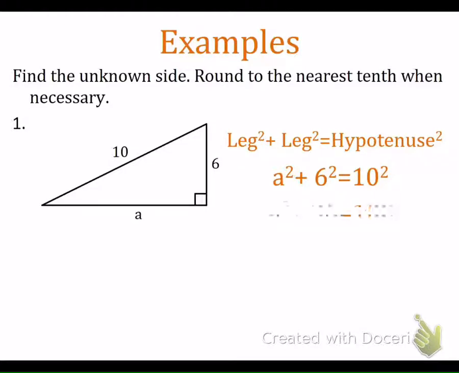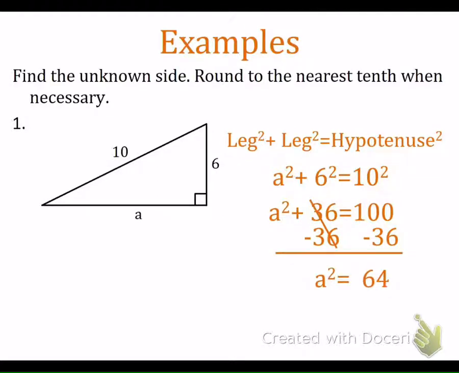All right, now you actually square them. So a squared plus 6 squared is 36. 10 squared is 100. Minus 36 from both sides. All right, and what is the square root of 64? 8. Good. Now, notice the directions say round to the nearest tenth if necessary.